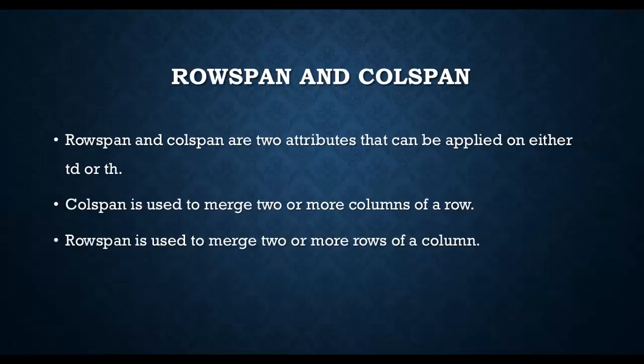Next topic is rowspan and colspan. Rowspan and colspan are two attributes that can be applied on td or th. Colspan is used to merge two or more columns of a row, whereas rowspan is used to merge two or more rows of a column. Let's check the impact of these two attributes on table with an example.